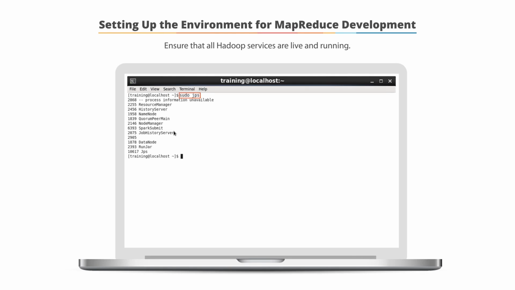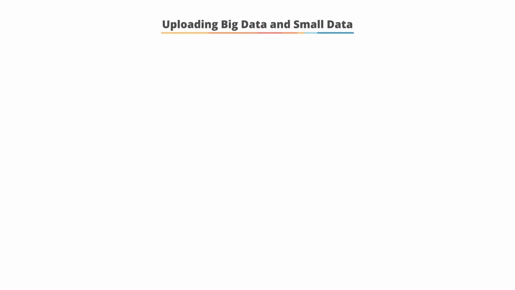As shown, type sudo jps, and then look for all 5 services that you need: NameNode, DataNode, NodeManager, ResourceManager, and SecondaryNameNode. There may be additional services that are used by a Hadoop cluster, but these are the ones that we require as core services. Next, let's look at uploading big data and small data.